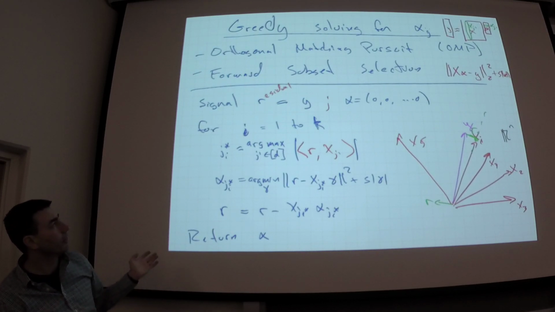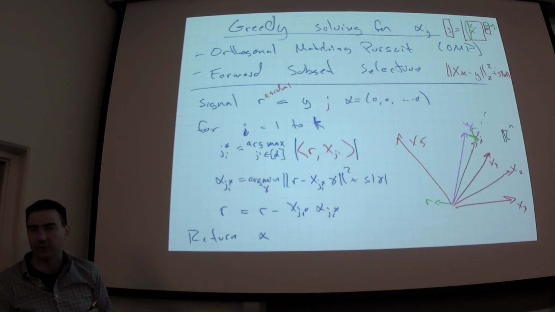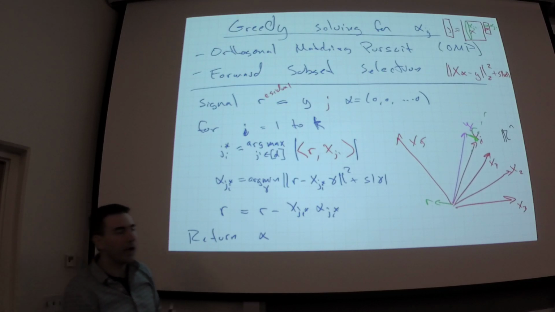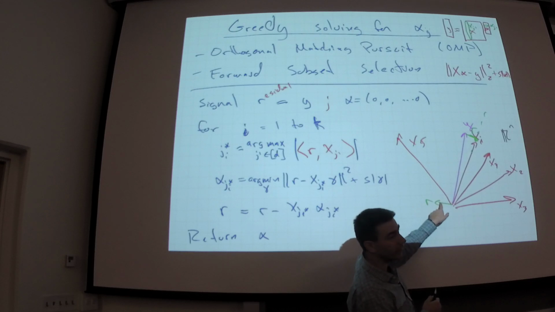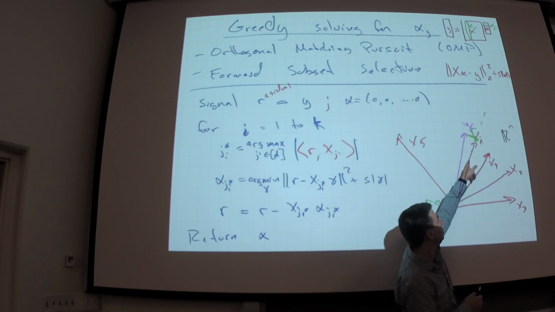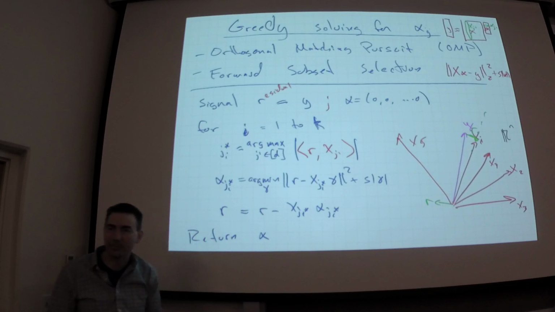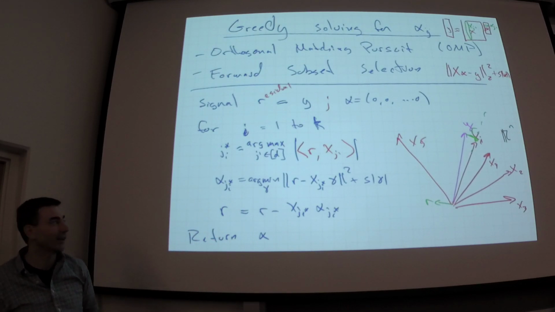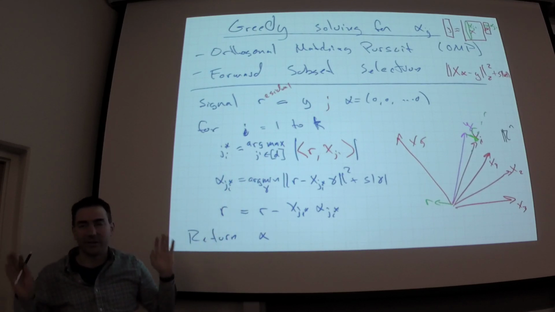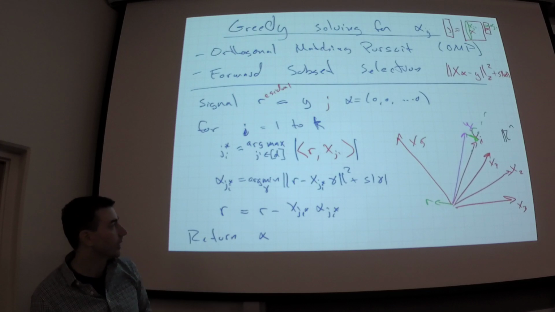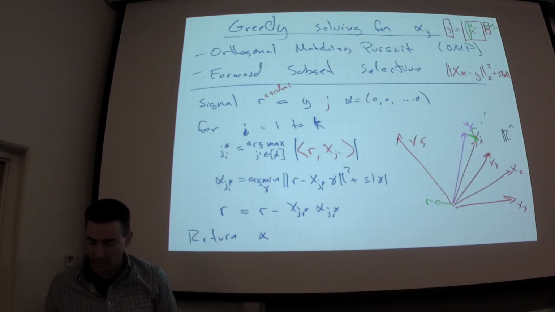And this is orthogonal matching pursuit, or forward subset selection. The orthogonal matching pursuit name comes from the residual vector always being orthogonal to the subspace that you've found so far. I'm pretty sure that's where the name comes from. The matching part, I guess, maybe this is what's called matching. I don't totally know. But this is a procedure which will help you solve this Lasso formulation.